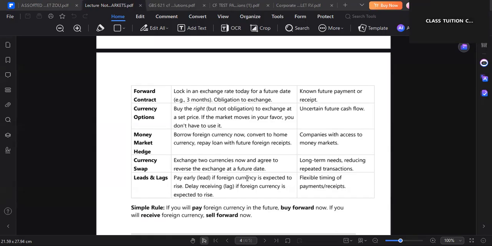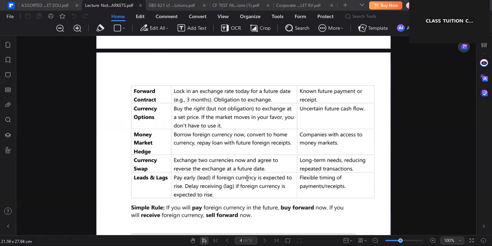So, in a nutshell, what have we said? We've talked about a forward contract. How does it work? You lock in a rate today for a future date. It's best when you know exactly the amount and the date. We have talked about the currency option. How does it work? It's not an obligation to exchange. And when does it work best? When the date and amount are uncertain.